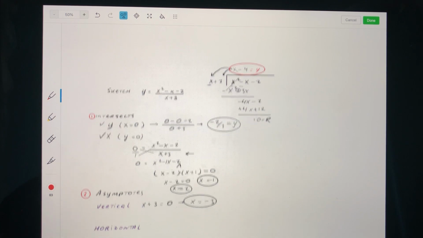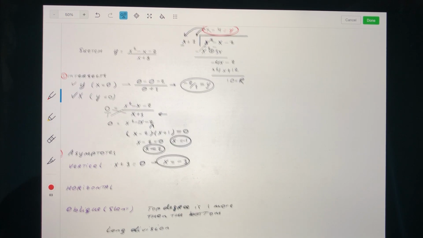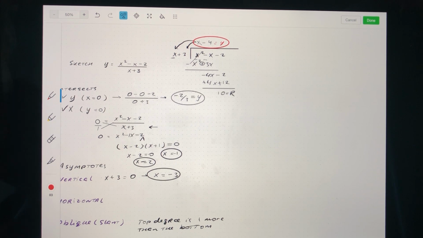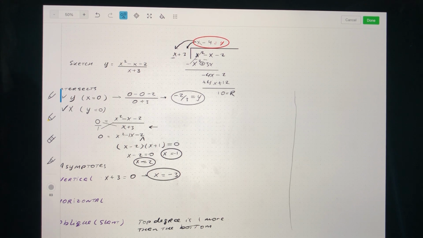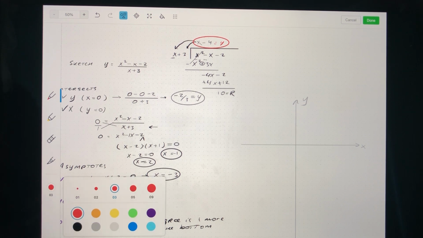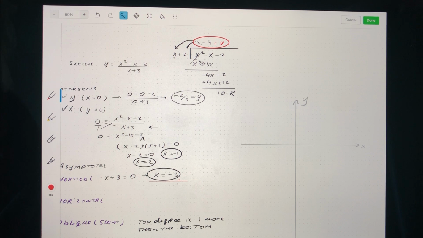So let's zoom in and put the grid so we can make a sketch. So here are our coordinate axes. The y-axis, the x-axis. So we have the vertical asymptote at negative 3. That means negative 1, negative 2, negative 3. So there is an imaginary vertical line that our graph will not cross, and it's labeled x equals negative 3.